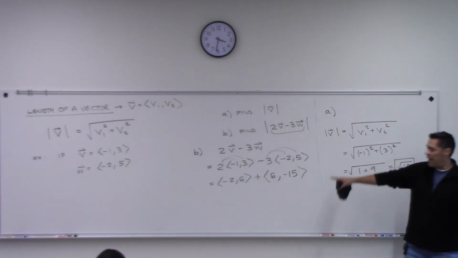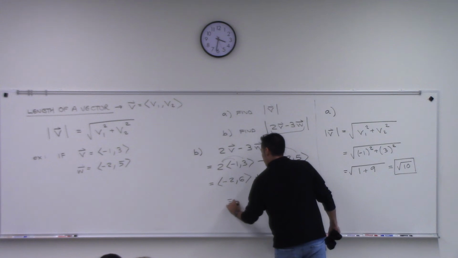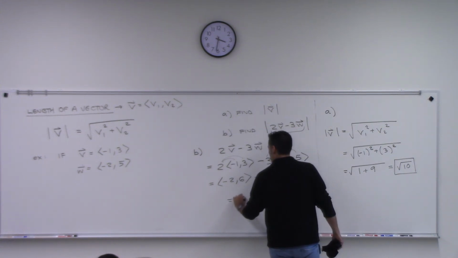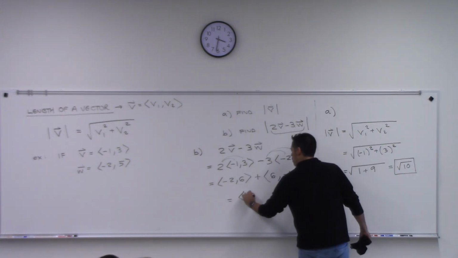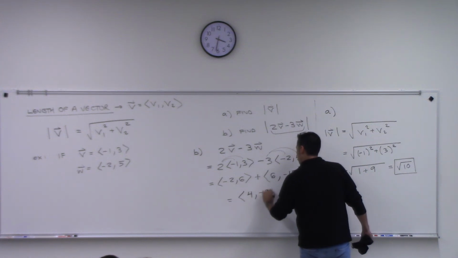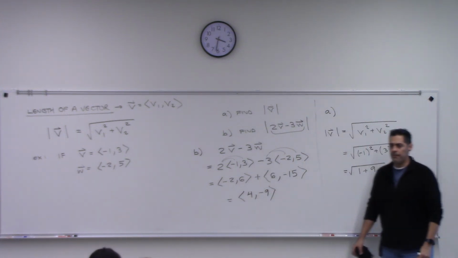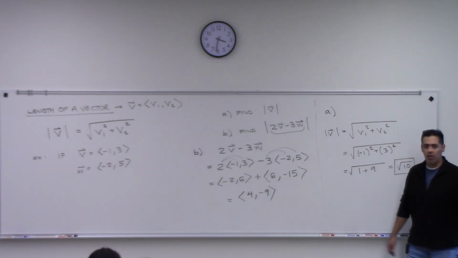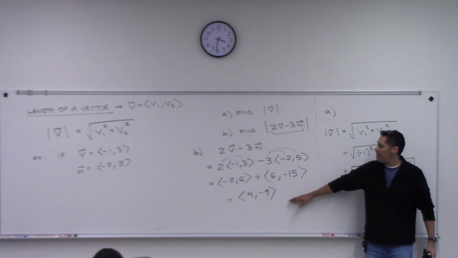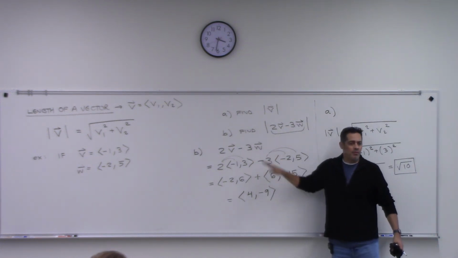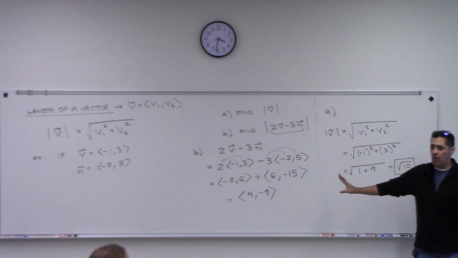Now add those two vectors. What do you get? (4, -9). There we go. Y'all good with that? That's what 2V minus 3W is, right? It's that vector. Now we haven't answered part B, right?